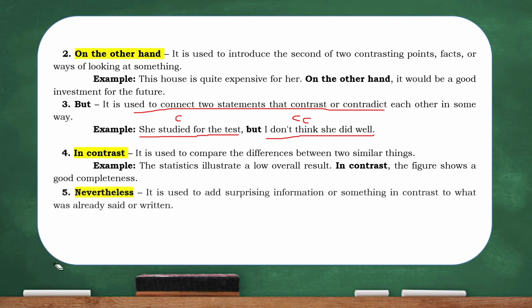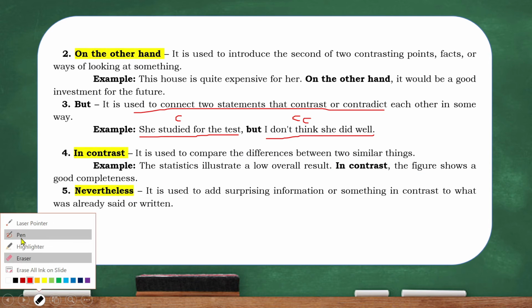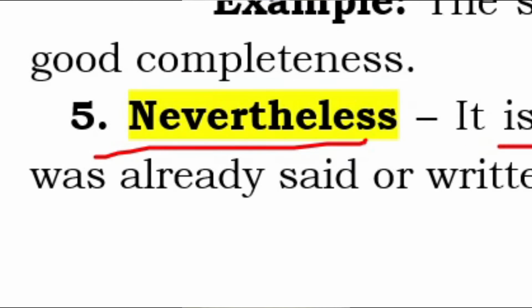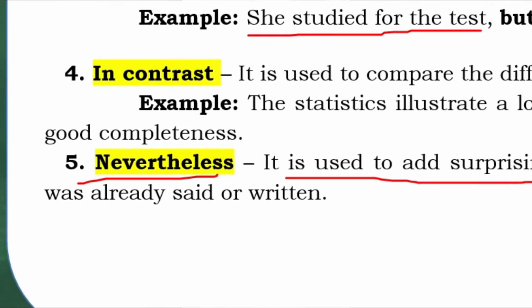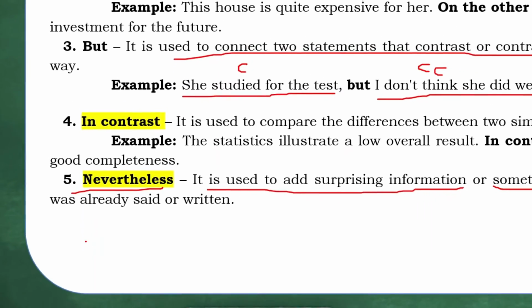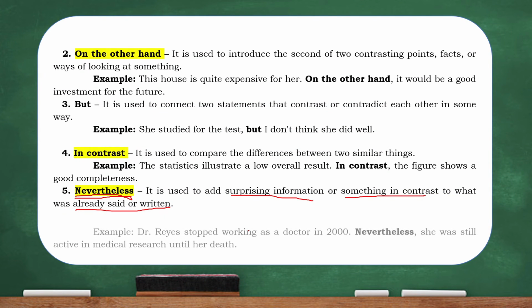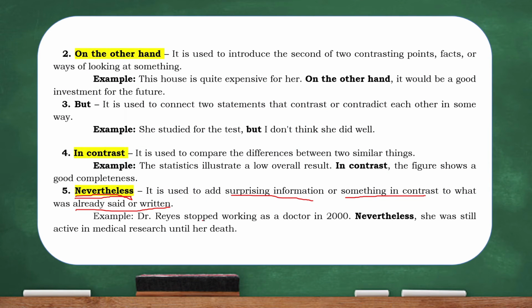Now let's proceed with number 5, the last word that you will learn today. Nevertheless. How do we use nevertheless? Nevertheless is used to add surprising information or something in contrast to what was already said or written. Let's have the example of this. Dr. Reyes stopped working as a doctor in 2000. Nevertheless, she was still active in medical research until her death.